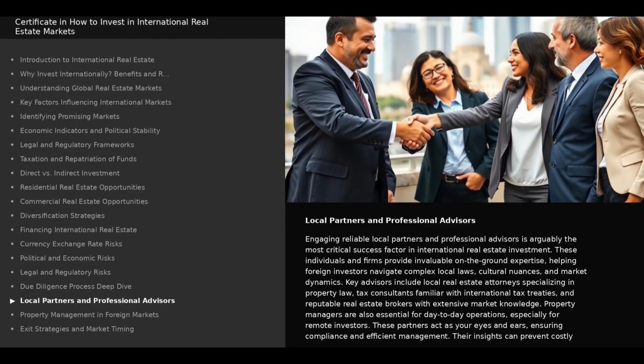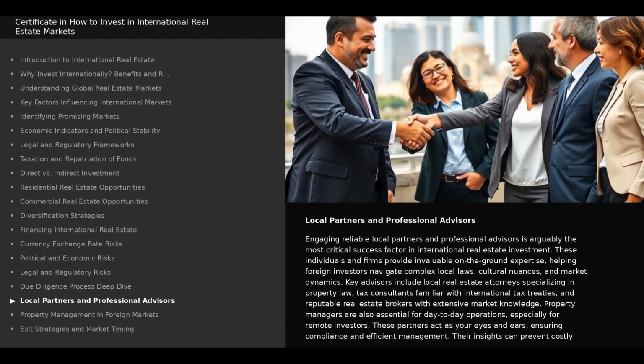Local partners and professional advisors. Engaging reliable local partners and professional advisors is arguably the most critical success factor in international real estate investment. These individuals and firms provide invaluable on-the-ground expertise, helping foreign investors navigate complex local laws, cultural nuances, and market dynamics. Key advisors include local real estate attorneys specializing in property law, tax consultants familiar with international tax treaties, and reputable real estate brokers with extensive market knowledge.